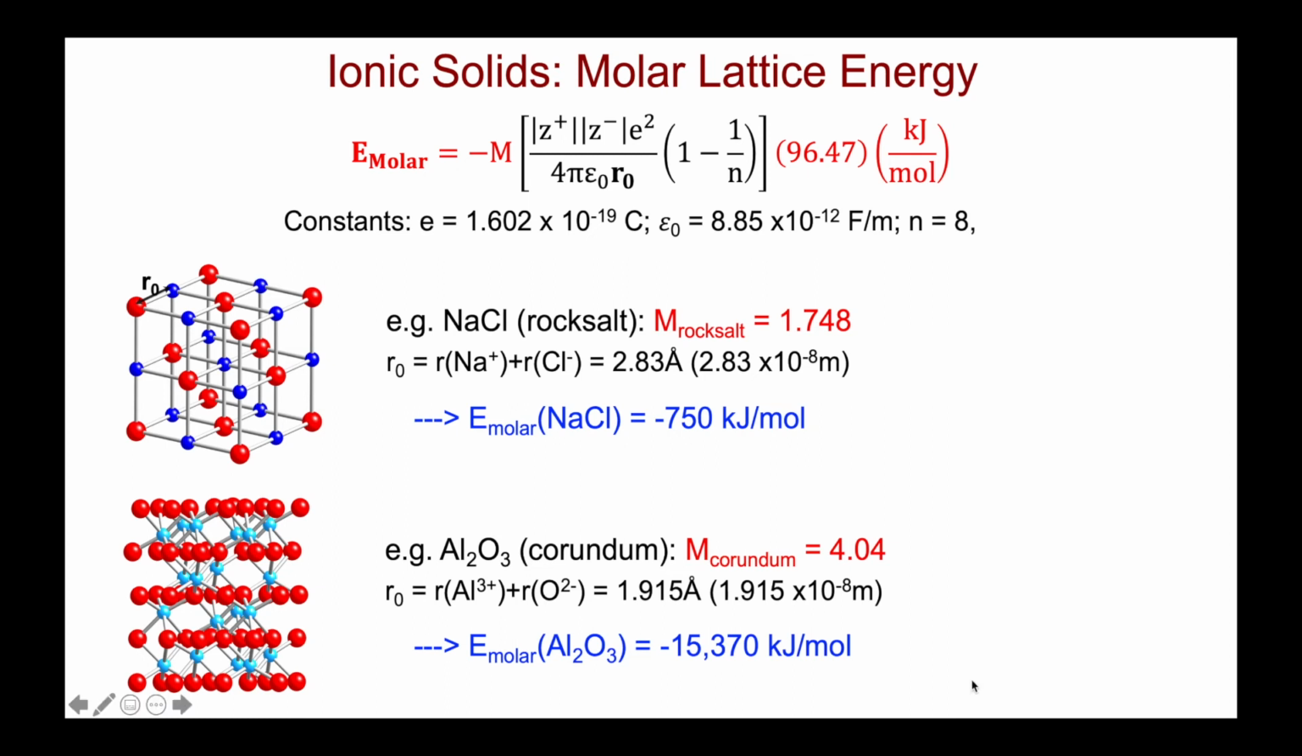This is a result of two things. Number one, the higher Madelung constant. Number two, the higher charges on aluminum and oxygen. The product of the two charges for sodium chloride was just 1. Of course, for Al2O3, it's 6. And finally, it's larger because there is simply a larger number of ions in 1 mole, because our formula unit contains 5 ions compared to the 2 in sodium chloride.